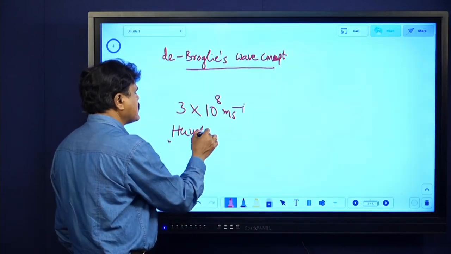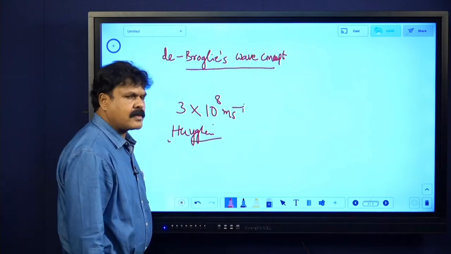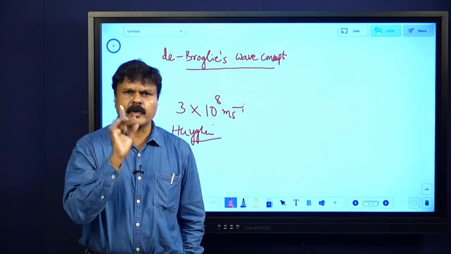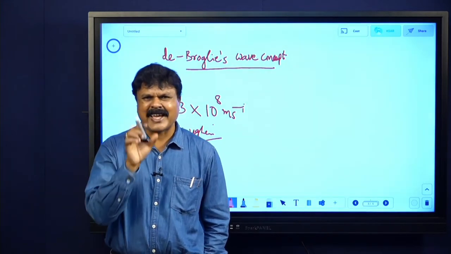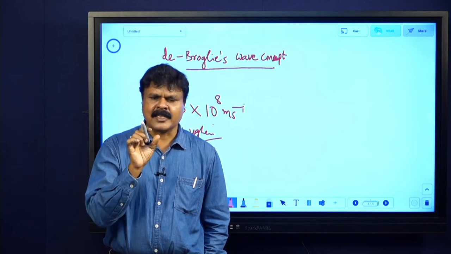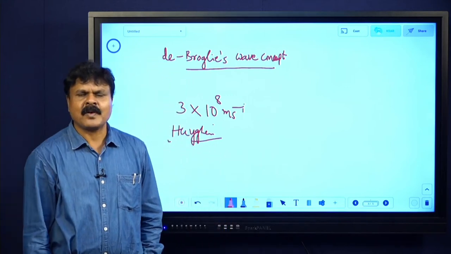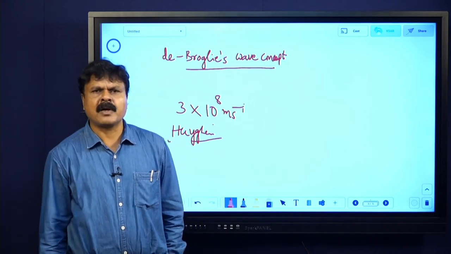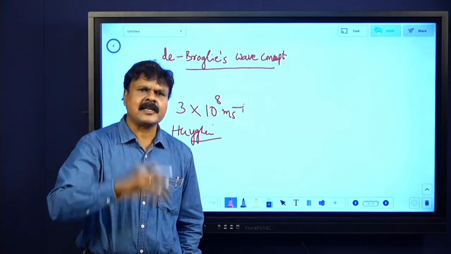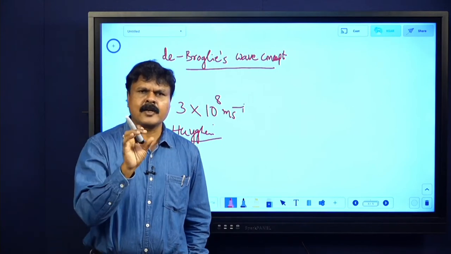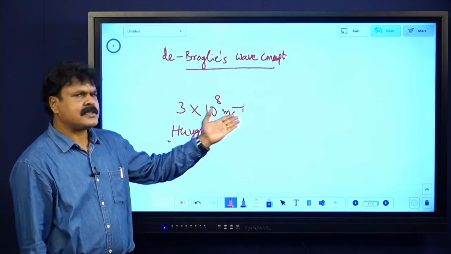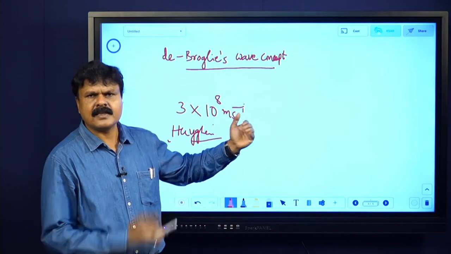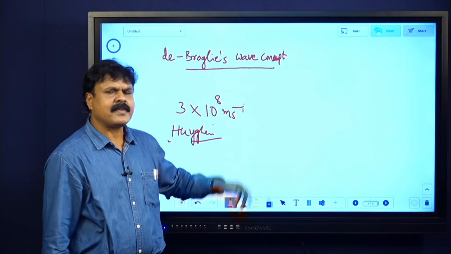his contemporary Huygens says light is not a particle, it travels in the form of waves. What sort of waves? Longitudinal waves, they are mechanical waves. Mechanical means they require a material medium for propagation. At that time there was a concept that the entire universe is filled with one hypothetical medium called ether, and in that medium, light is propagating. It is a longitudinal mechanical wave. That is around 1758 or so, in that time they explained.